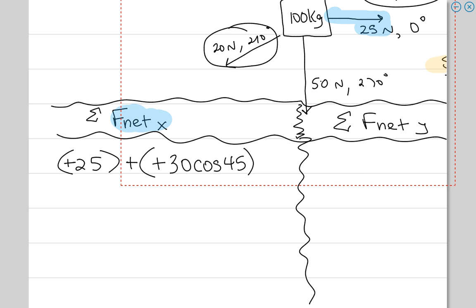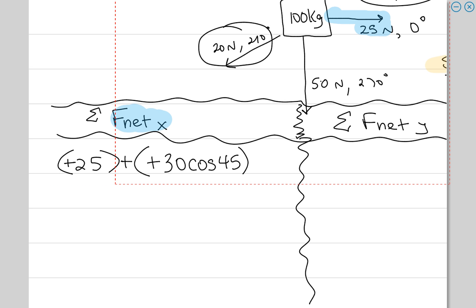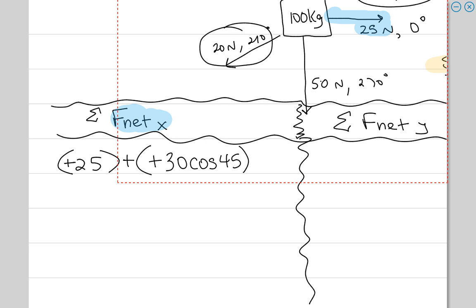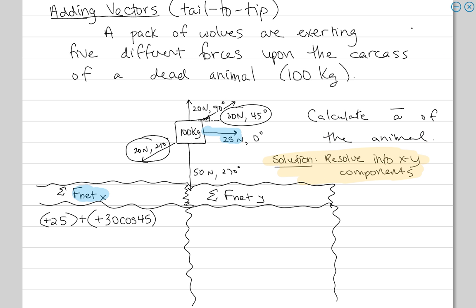Damn. I just want to move these over so I have more room. Oh my gosh. Technology.